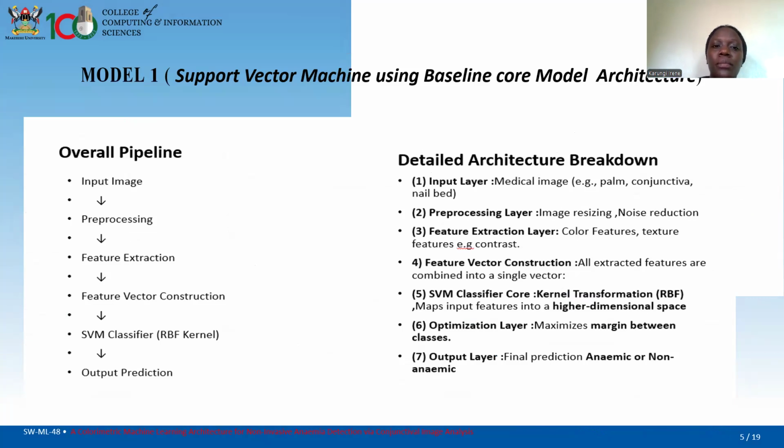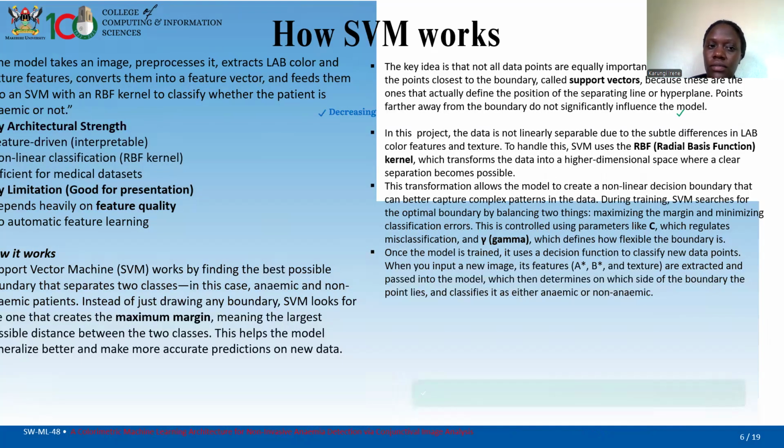Then my first model was support vector machine using baseline core model architecture. This is the overall pipeline where we input the image, you pre-process it, then you feature extract it, then feature vector construction, then SVM and output prediction. This other slide has the detailed architecture breakdown of the overall pipeline, where under input we put the image that we are working on. Then the pre-processing, you resize the image, then you reduce the noise. Then for feature extraction, that's where we find the color features and the texture features.